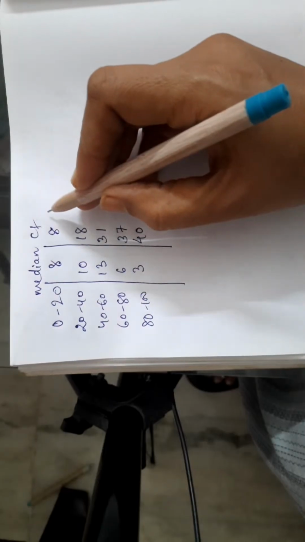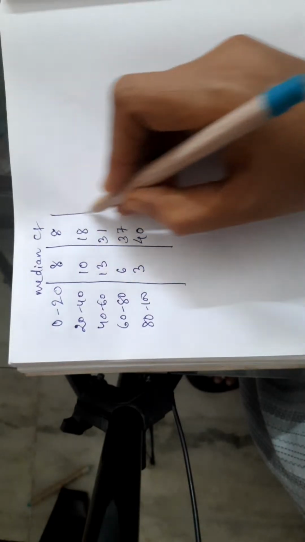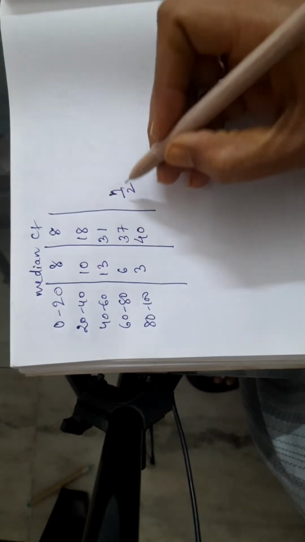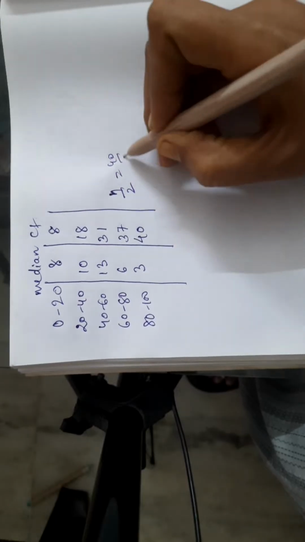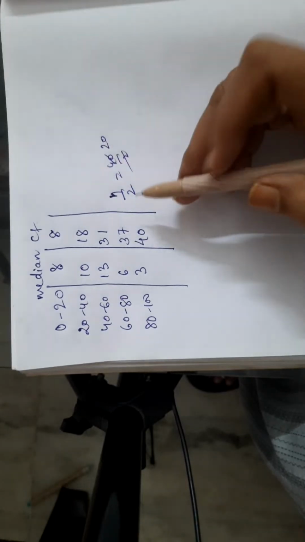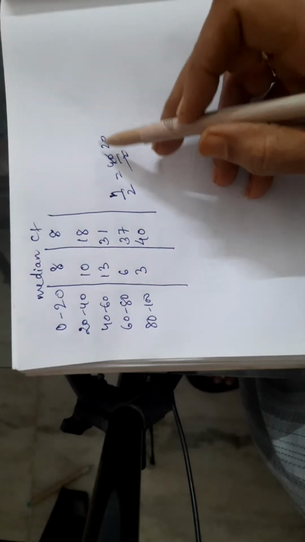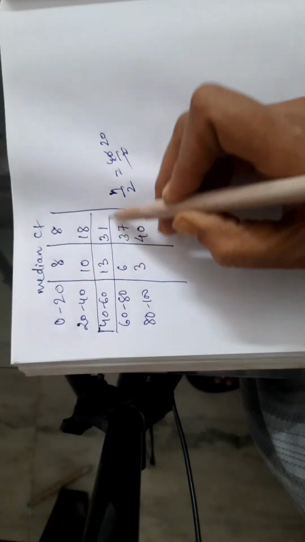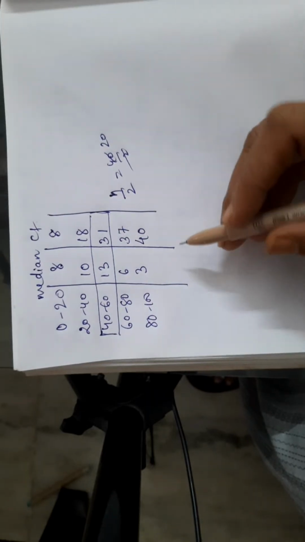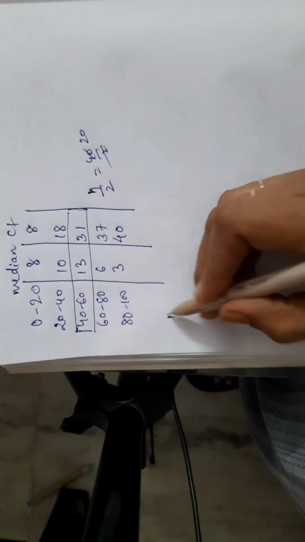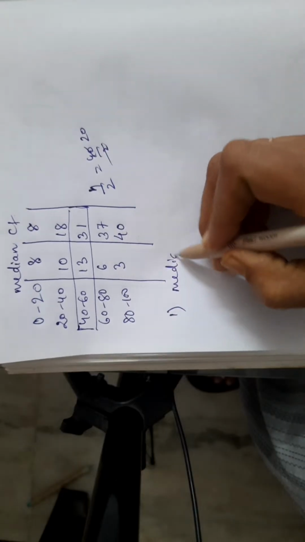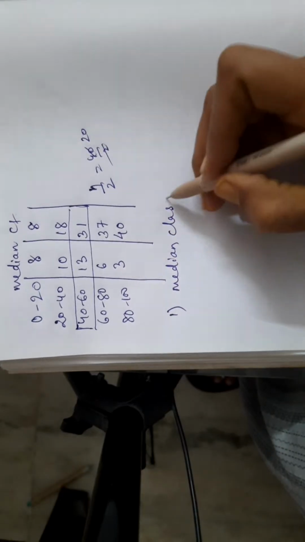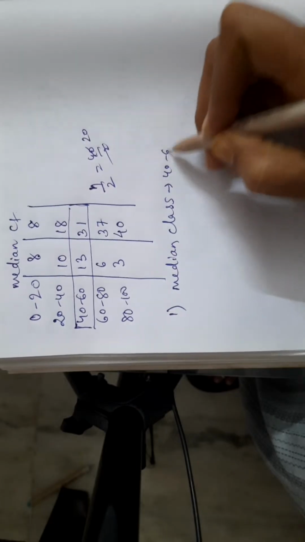After calculating CF, we need to find n by 2. So it's 40 by 2, 20. In CF, we need to find the number which is just above 20 for the case of median. Here the number just above 20 is 31. So the answer to the first question, what is the median class? The median class is 40 to 60.